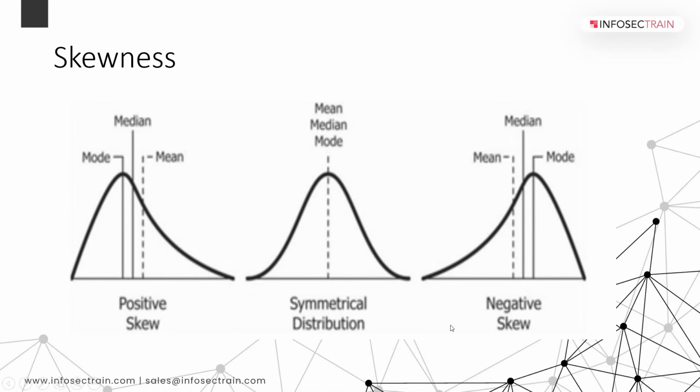So there are three different types of skewness. First is positively skewed, then symmetric or symmetrical distribution, and negatively skewed. If our data is positively skewed, it shows a positive skewed distribution, which means the curve of the data distribution looks like this.